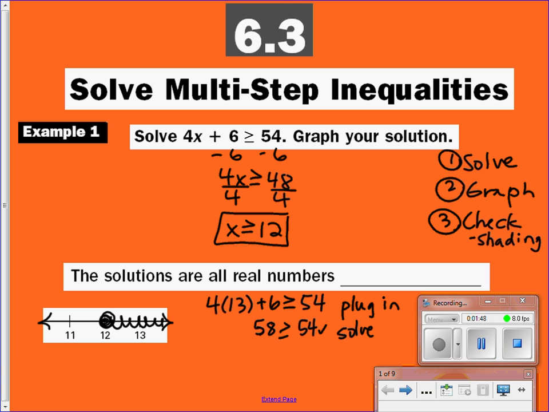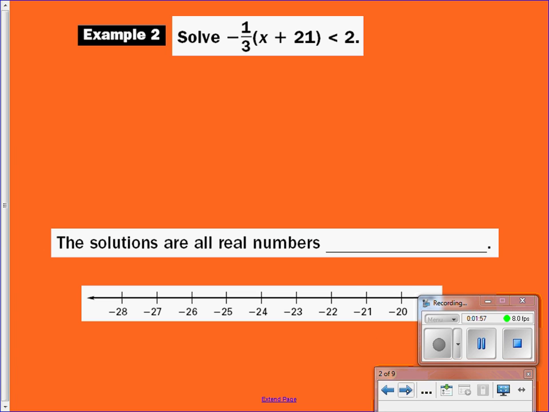Those are the 2 steps I would be looking for in a check. If you want to do the step in between, you are more than welcome to, but I will not ask you to show it. Again, solving multi-step inequalities is exactly like solving multi-step equations. This was exactly like chapter 3.